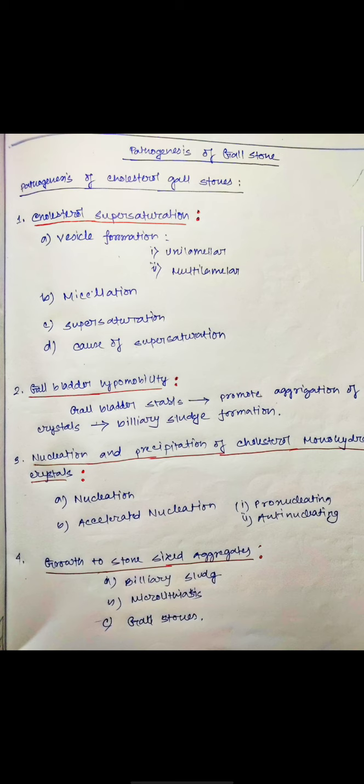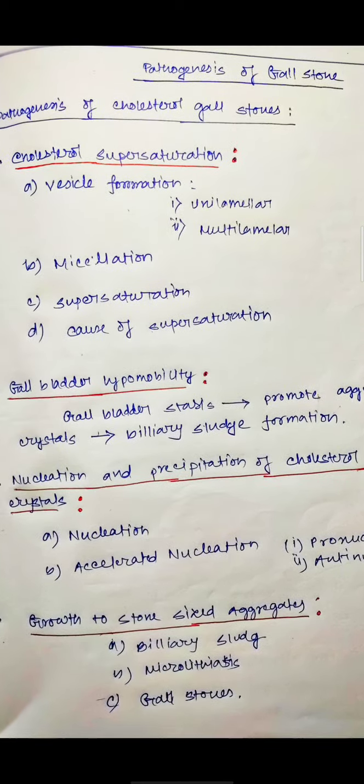Okay, now the next process is micellation. What does it mean? It is the process of conversion of the vesicle into a complex aggregate of water soluble molecules, that is known as mixed micelles, right? And this is done by the detergent-like action of the bile acid.